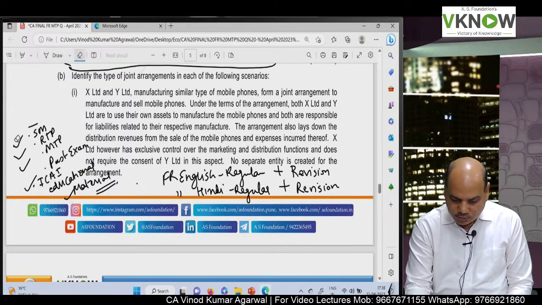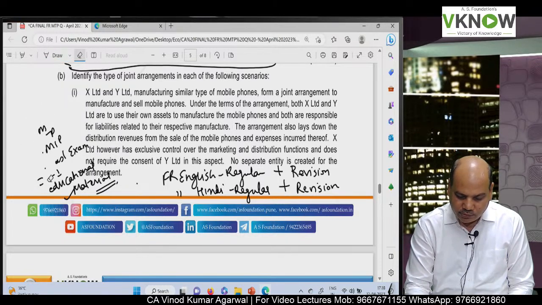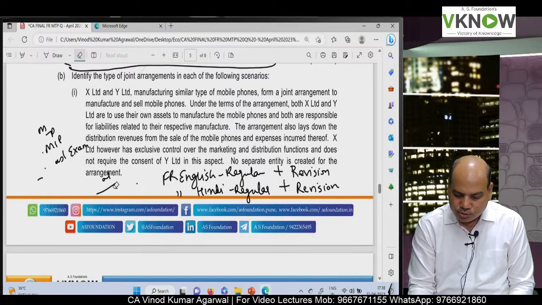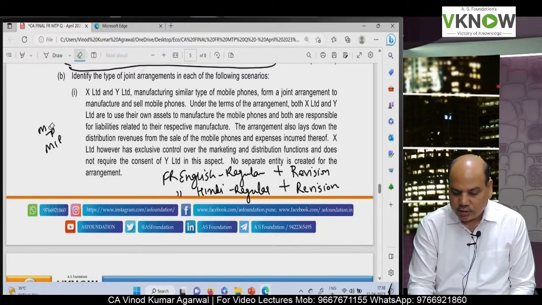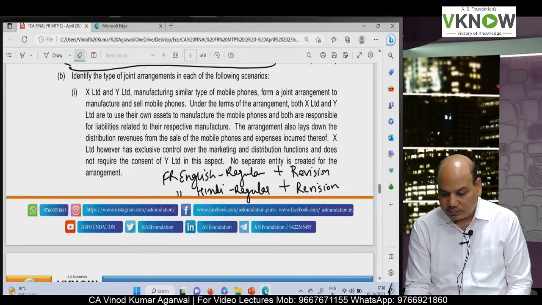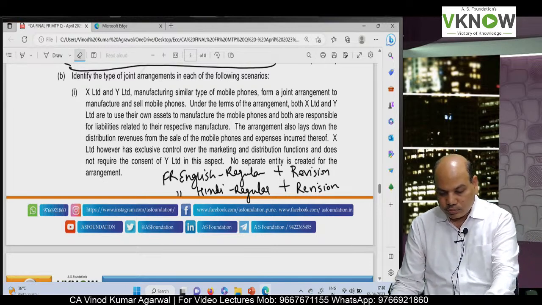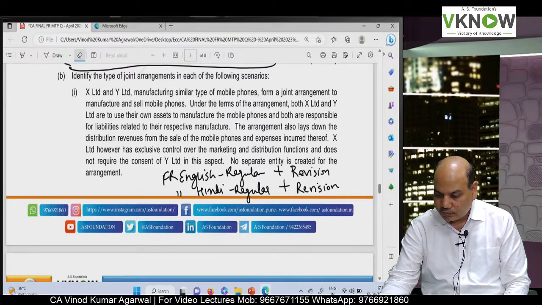for getting everything at one place. There is no shortcut approach used. If you use shortcuts, you may suffer in the exam. Now we'll come to the next question.